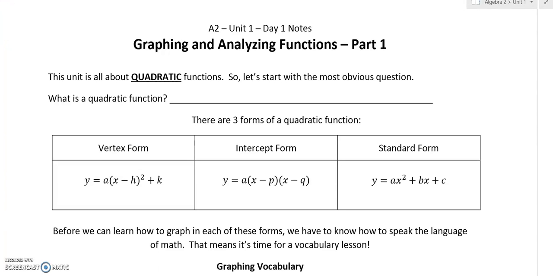We're going to start talking about graphing and analyzing functions. This is kind of a two-day thing, so we're going to do the first part right now. This unit is all about quadratic functions, so let's go ahead and start talking about them. Well, what is a quadratic function?